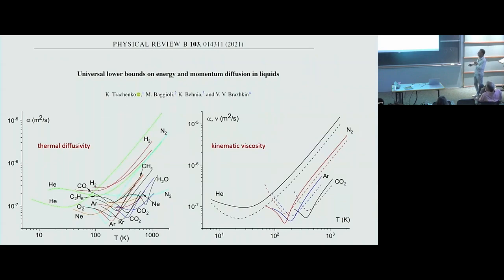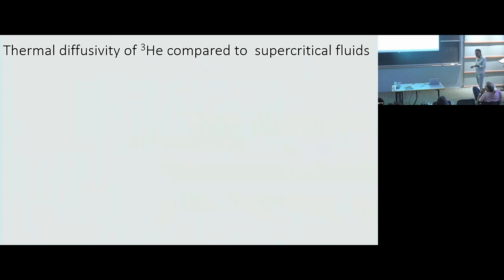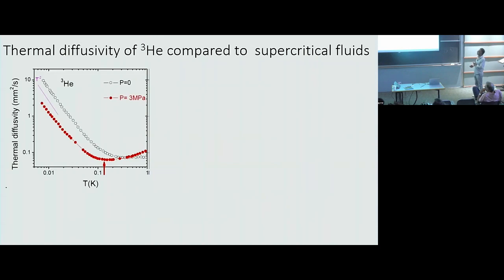You have a minimum which is actually set by fundamental constants. So this is at very high temperature, as you can see, and these are classical liquids. But let's come back to our quantum liquid. So this is actually thermal diffusivity of helium-3, extracted from specific heat and thermal conductivity. Actually, the data, again, was reported first by Grey-Wall. But what is interesting is that you have a minimum.